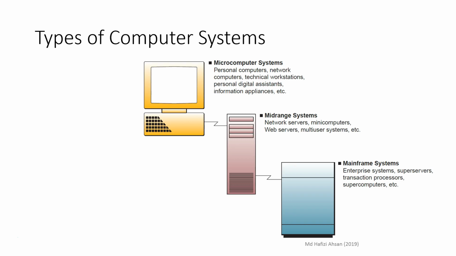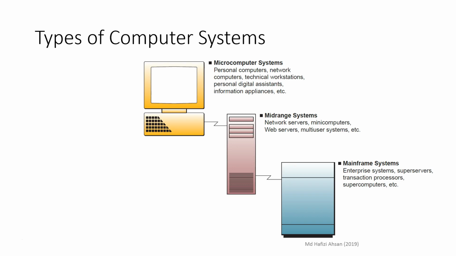Types of computer systems. There are three major categories of computer systems: microcomputer systems, mid-range systems, and mainframe systems. Microcomputers are the most important category of computer systems for both business people and consumers. Although usually called a personal computer or a PC, a microcomputer is much more than a small computer for use by an individual as a communication device.